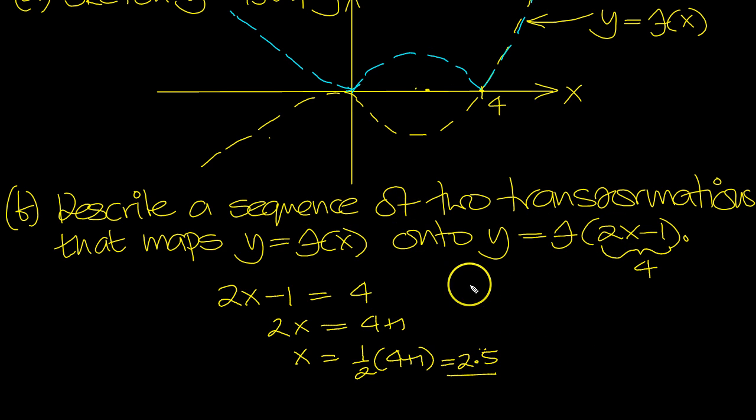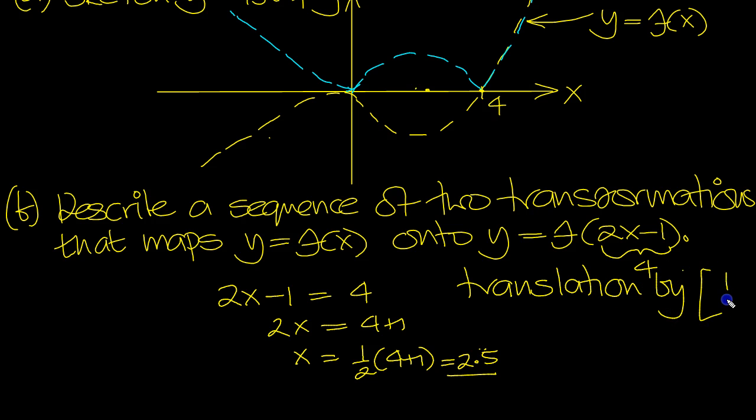So what did we do? The first thing we did was a translation of the 4, and we moved it forward one value, 1 unit along the OX direction. So it's a translation by 1 along horizontally, 0 vertically. And then what we did was we scaled it back by a half, didn't we? So all the points were brought back by a half, so it's a scale.